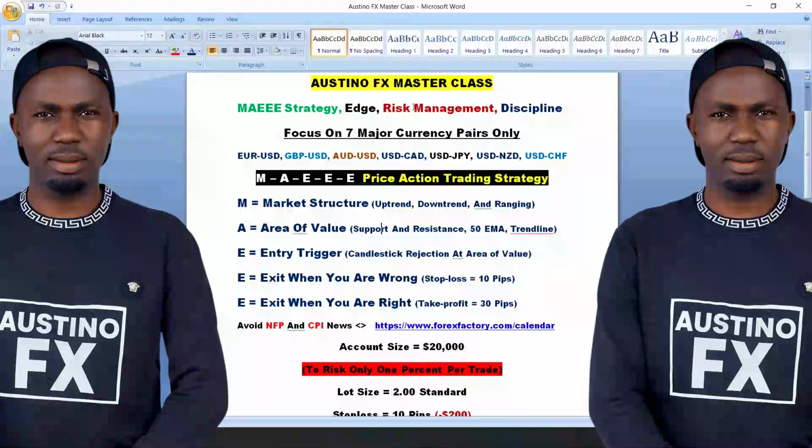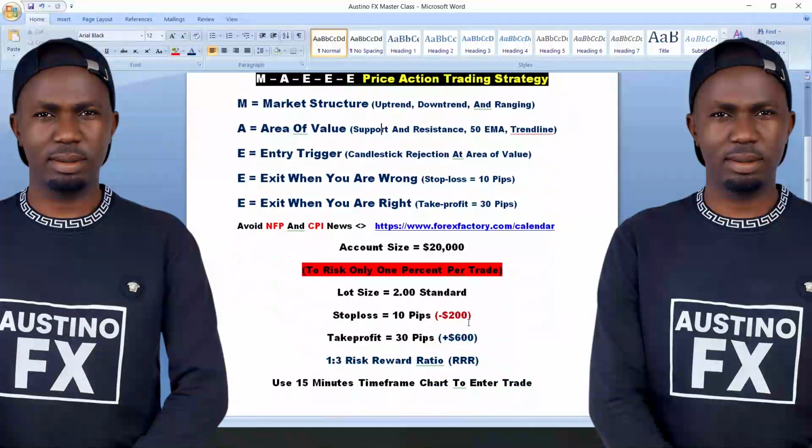So these are the things that I always consider before I venture into trading. My money management, my risk management, and my risk reward ratio are very, very important. Like I said, I risk 1% per trade. So this is my lot size. My lot size is 2.